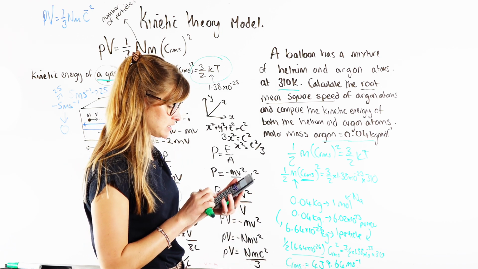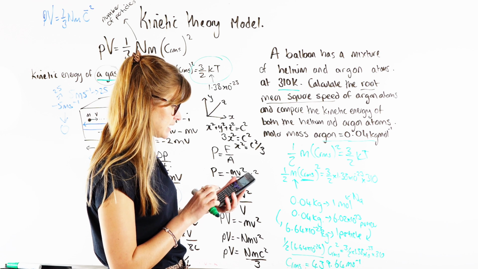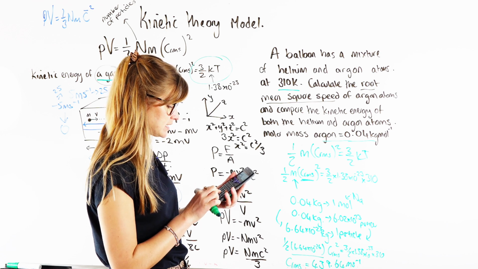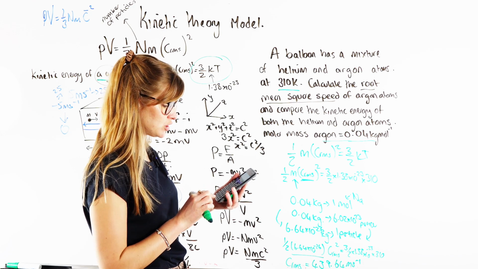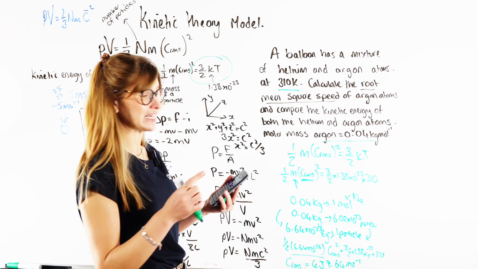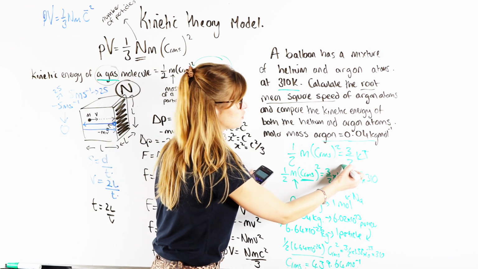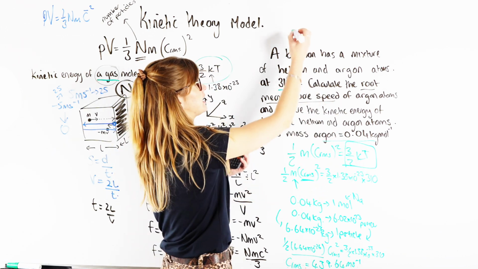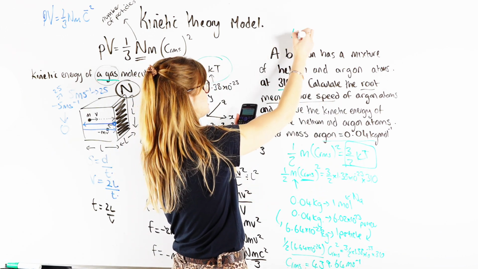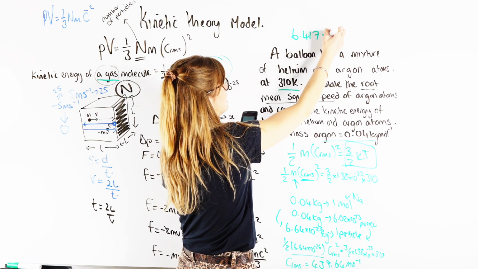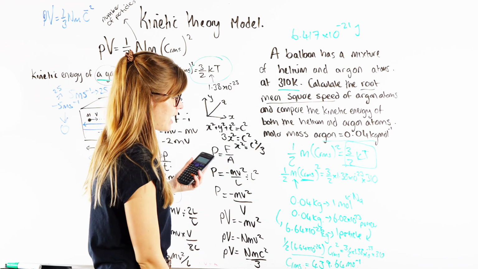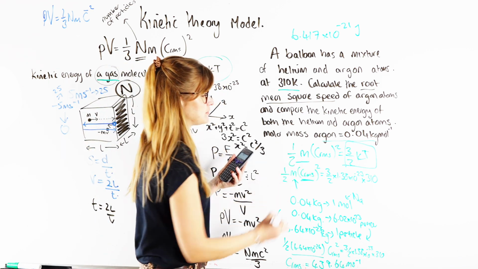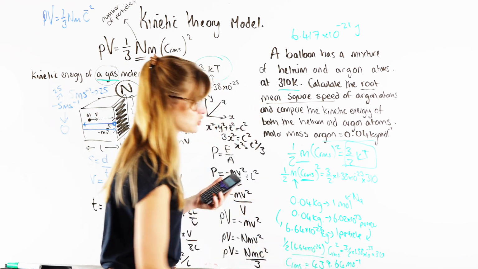So again, what we did is 3/2, multiplied by the Boltzmann constant, 1.38 times 10 to the power of negative 23, multiplied by our temperature to figure out the kinetic energy of a single particle. And just to make sure you're good, the kinetic energy of one particle is 6.417 times 10 to the power of negative 21 joules. What we have to do then is divide by a half times the mass to figure out what c_rms squared is.